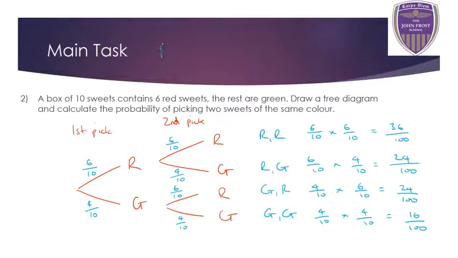So the question said the probability of getting 2 sweets that are the same color. Okay, so this option here, that's 2 sweets of the same color, so that one applies. This one doesn't because they're different. This one doesn't because they're different. This one does because they're the same. So the 2 outcomes that we can use are those 2 there, so we're just going to add those 2 together now. So 36 over 100 plus 16 over 100 is 52 over 100. So the probability of getting 2 sweets of the same color is 52 over 100.